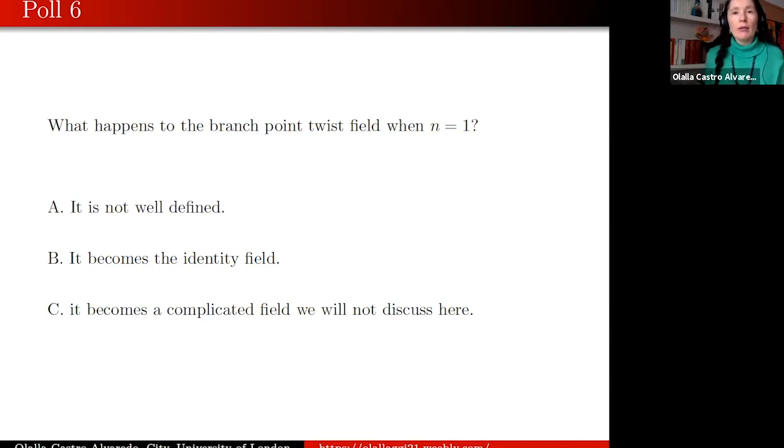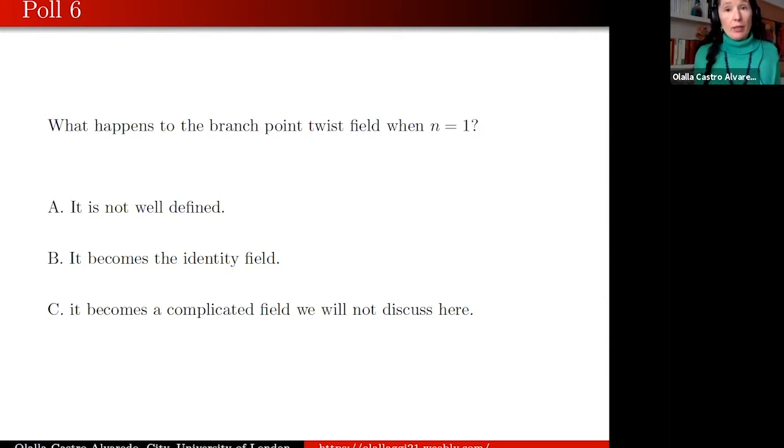What do you think? Does anyone think it is answer A? Okay, nobody's going for A. Does anyone think it's answer B? It becomes identity. Anyone for that? Okay, 1, 2, 3, 4. Okay, very good. So lots of people going for B. Okay, lots, but still a few missing, but quite a few. Okay, nice, thank you.